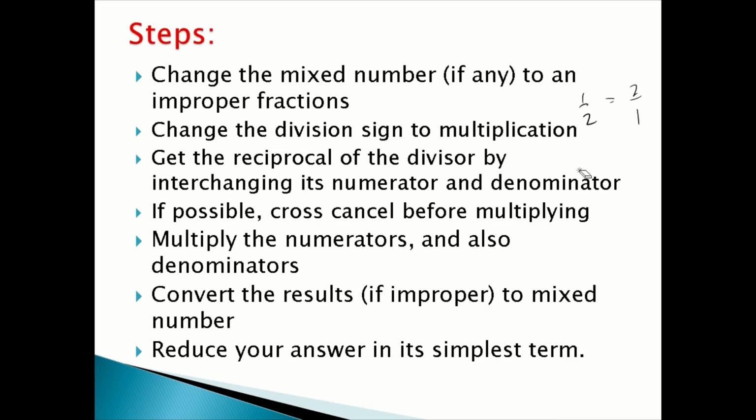And after that, if possible, cross cancel. Cross cancel is optional. If you're not familiar with cross cancel, you can do the multiplication directly. Even I do not advise cross canceling, because sometimes you might be confused by your cross cancellation. So for a safe answer, go directly with multiplication. But if you are very confident with cross canceling, then it's not a problem for me. After that, convert the result, if improper, to a mixed number, and lastly, reduce your answer to its simplest term.